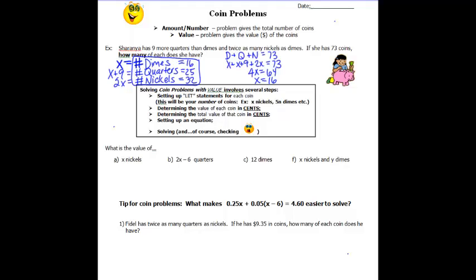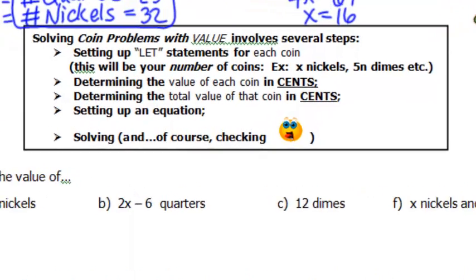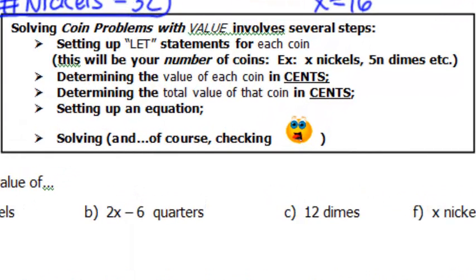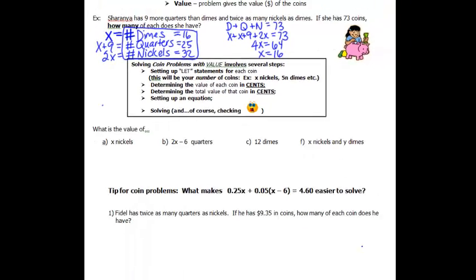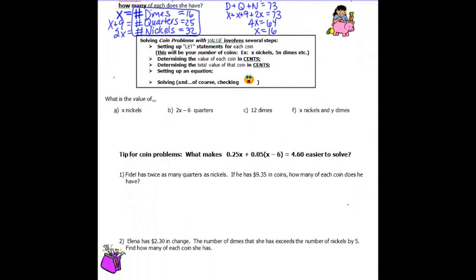When they involve value, you need to consider the following. You'll have to set up a let statement for each number of coins. Then you have to determine the value of your coins in cents and the total of that value in cents, set up an equation, solve, and of course we need to check. Before we do this, let's take a look at value. What's the value of X nickels in cents? The value of 1 nickel is 5 cents, 2 nickels, 10 cents. 3 nickels, 15 cents. 10 nickels, 50 cents.